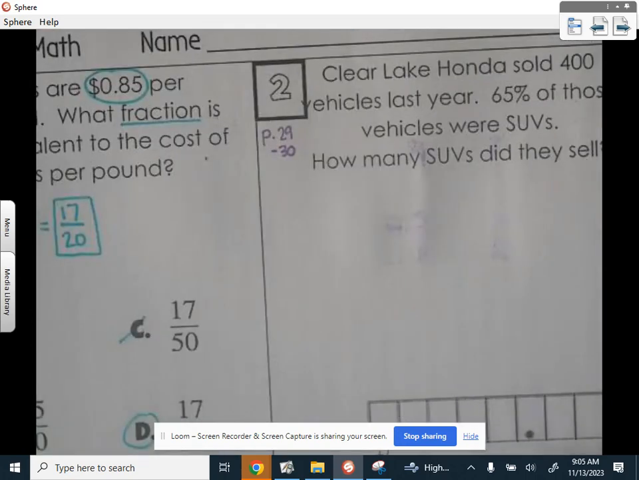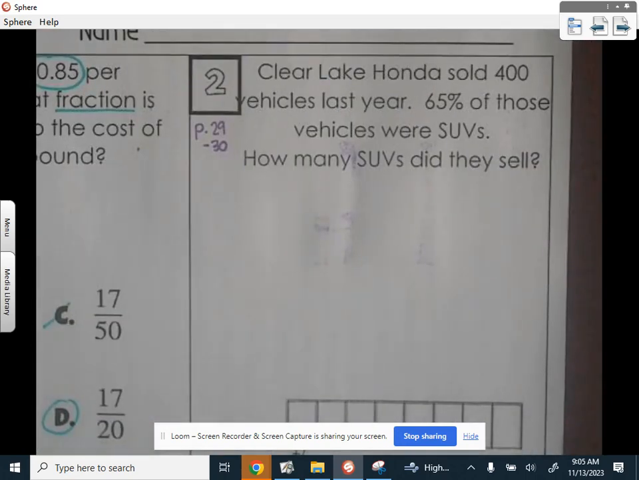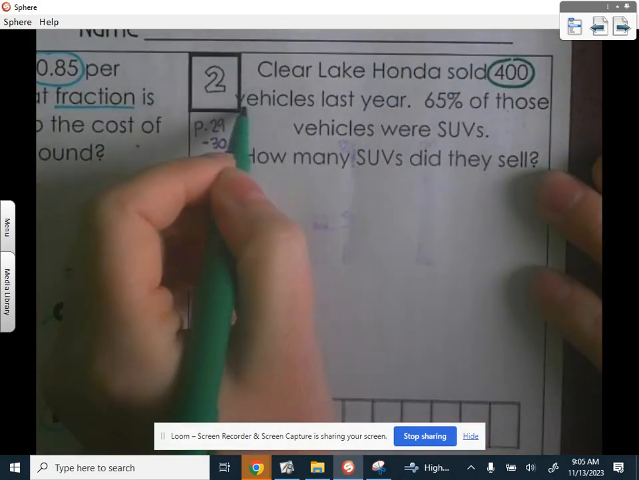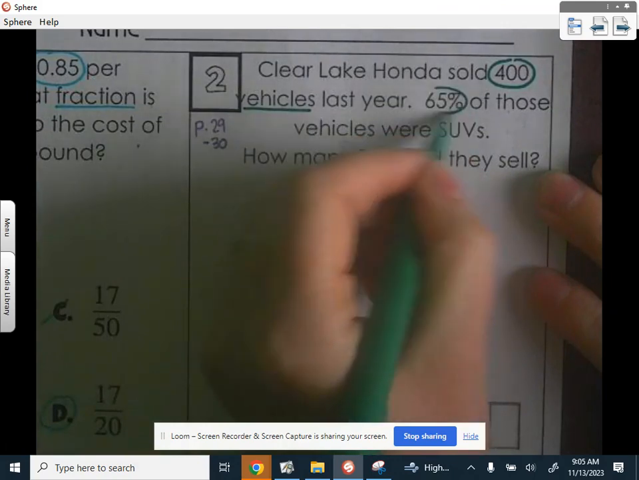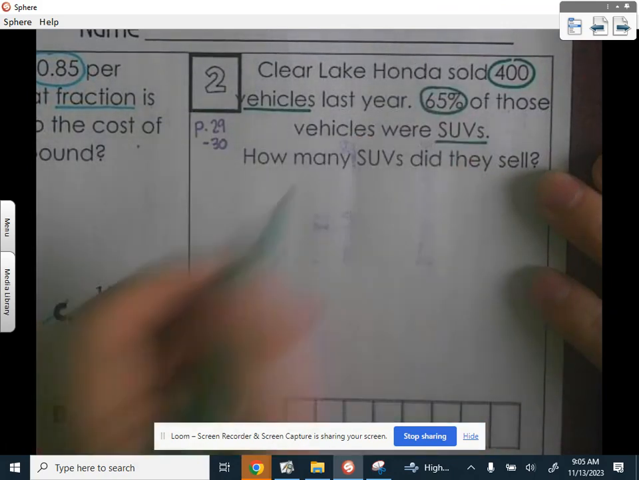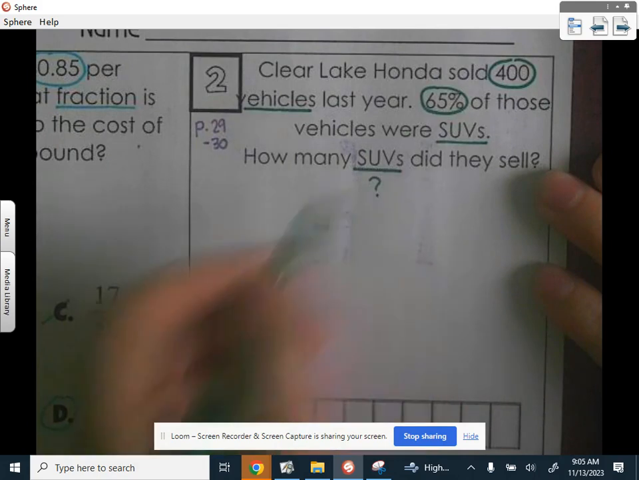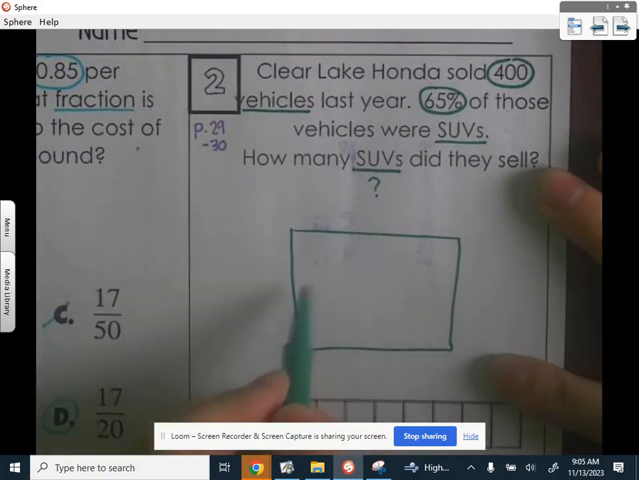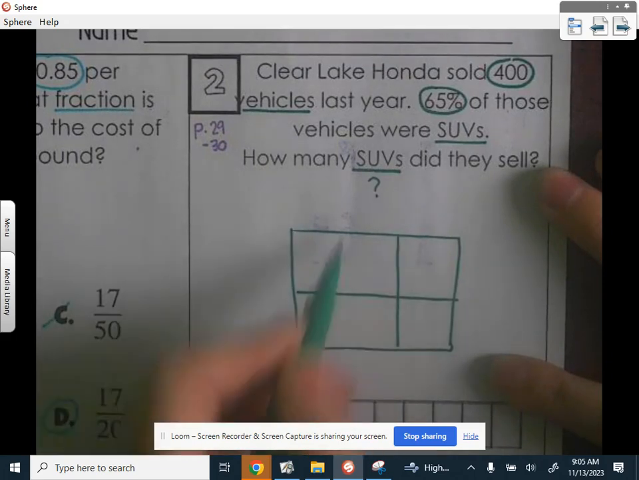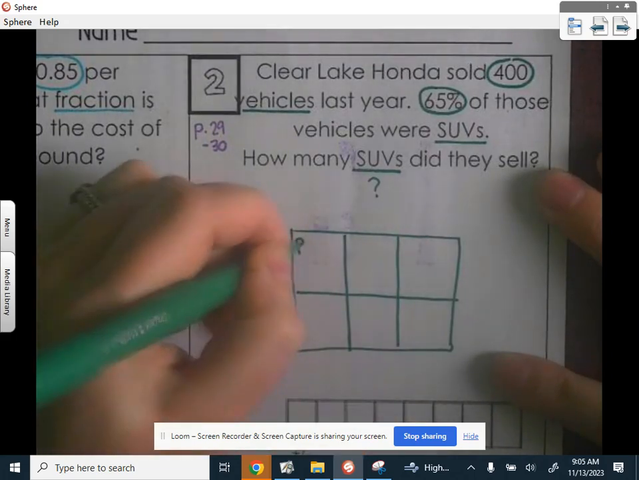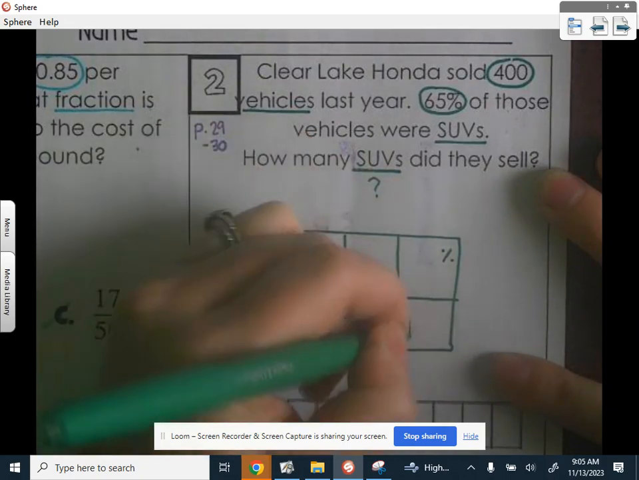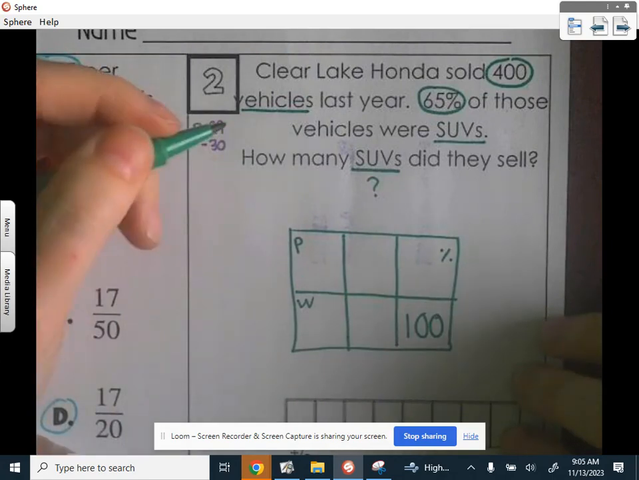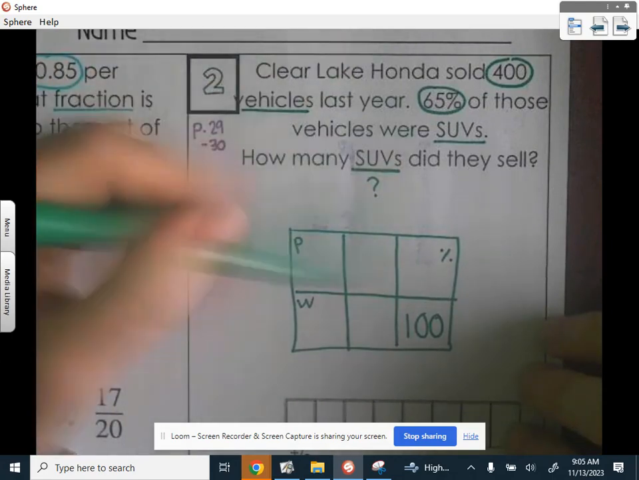Okay, so the next one says Clear Lake Honda sold 400 vehicles last year. So we know how many they sold, and we know what percent of those were SUVs. The question is saying how many SUVs. So we do need to set up a percent proportion for this using the percent box. Word problems like this are found on page 29 and page 30 in your notebook. Remember, percent is always out of 100, so we put that in the bottom right.